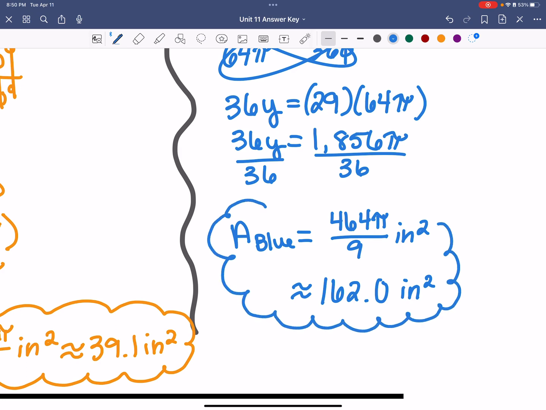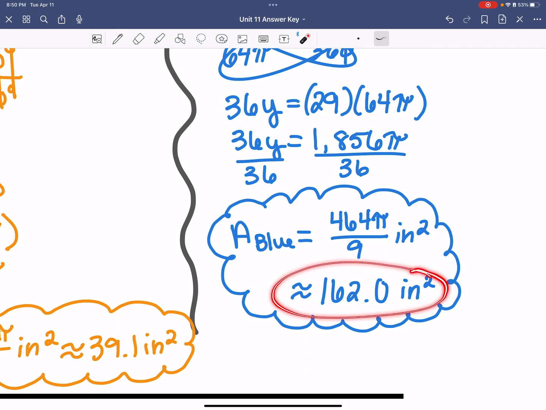A great way to check and make sure that I did everything correct is finding the decimal for 64 pi and making sure that these two numbers that you solved for do equal that 64 pi when added together.